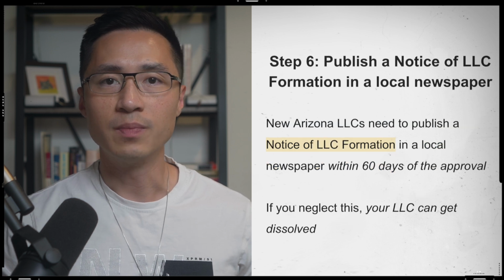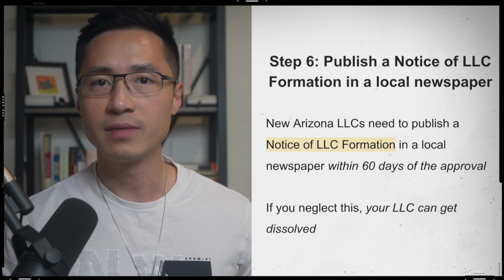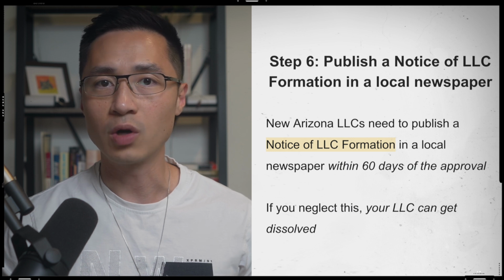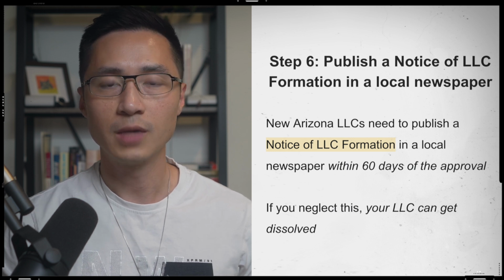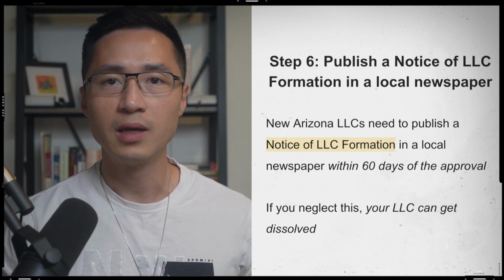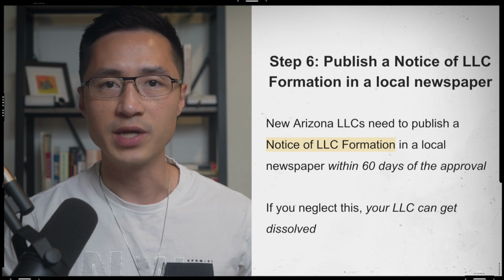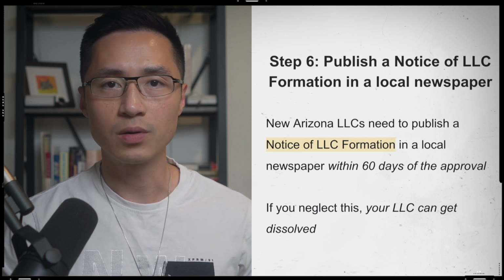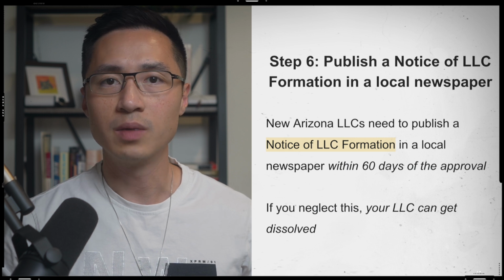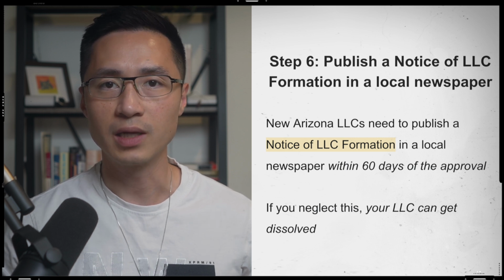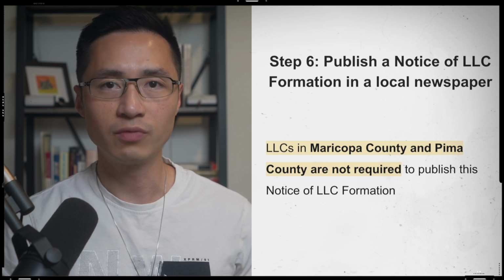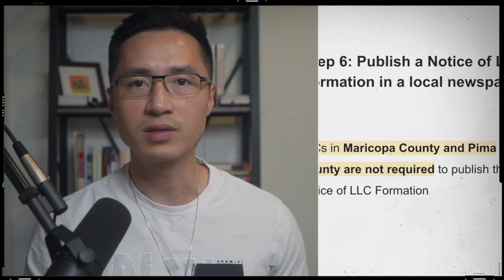Step number 6 is to publish a notice of LLC formation in a local newspaper. This does not apply if your LLC is formed in Maricopa County or Pima County. Otherwise, new Arizona LLCs need to publish a notice of LLC formation in a local newspaper within 60 days of approval of its Articles of Organization. If you neglect to publish this notice, your LLC can get dissolved. And again, Maricopa County and Pima County are not required to publish this notice of LLC formation.